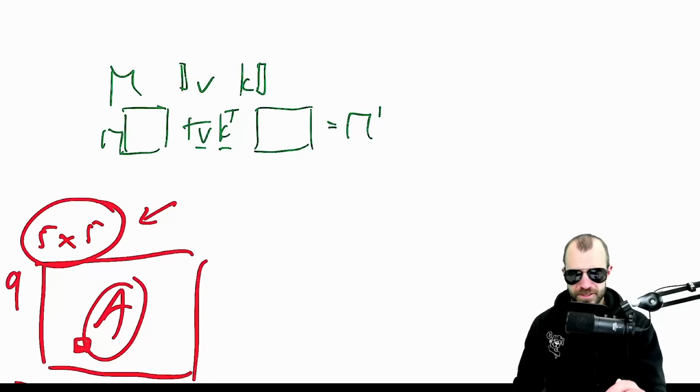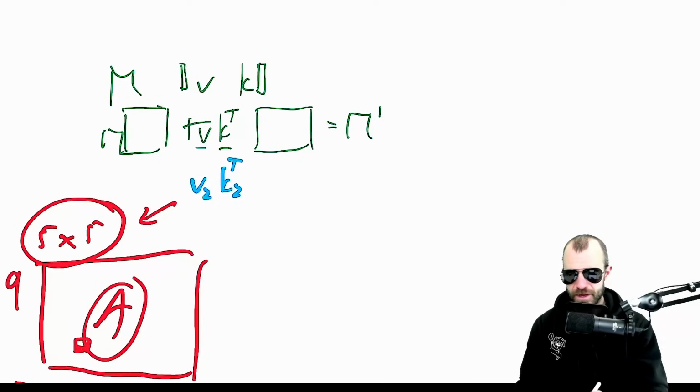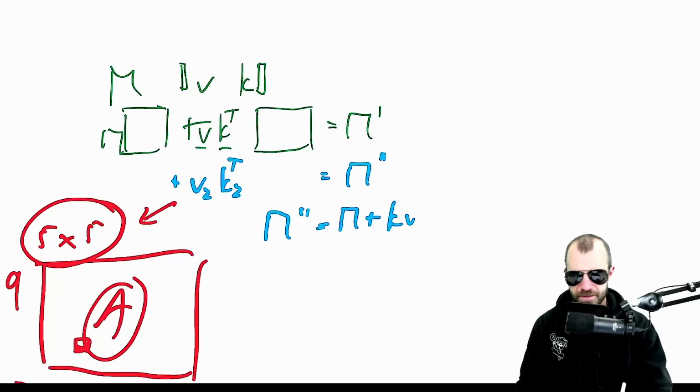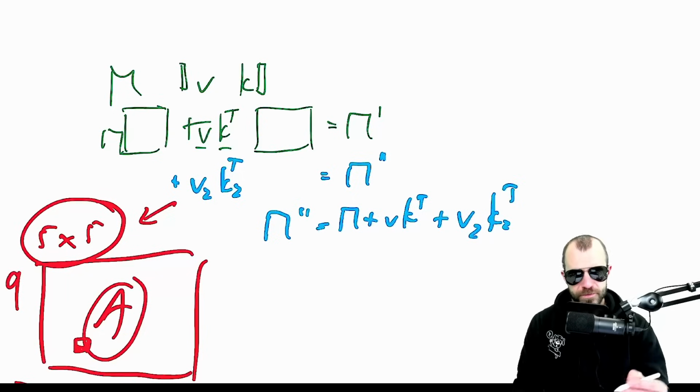So if I now store something else, V2, I define a key K2. I define any key by which I want to retrieve that value, and I add that again, and I get M prime prime. So M prime prime is now M plus V K transpose plus V2 K2 transpose. Now, when I want to retrieve something, I go with the same key.